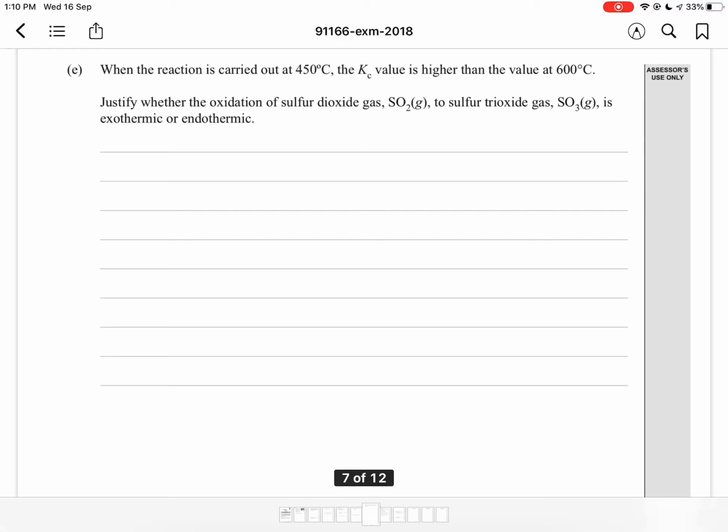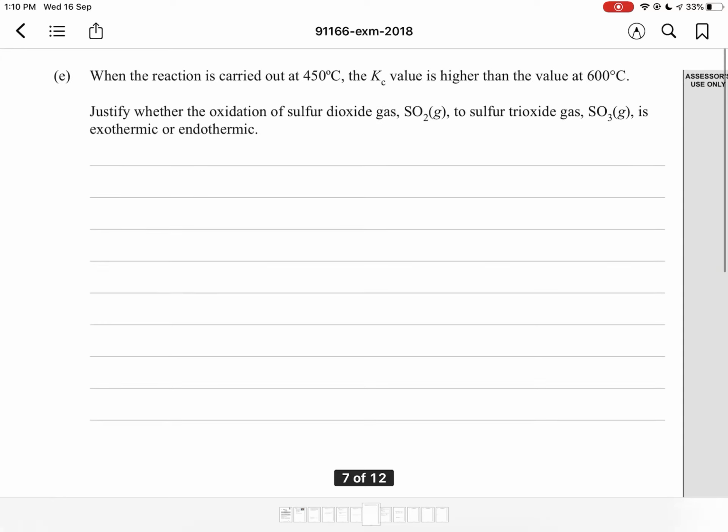So we can say, justify whether the oxidation of sulfur dioxide gas to sulfur trioxide gas is exothermic or endothermic. We see that the Kc value is higher, which means that more products are being produced. So some of the reactants are turning into products, the concentration of the products is increasing, therefore our Kc value is becoming bigger, okay? So the difference between the concentration of the products and the concentration of reactants is more significant, therefore there will be more products than reactants.